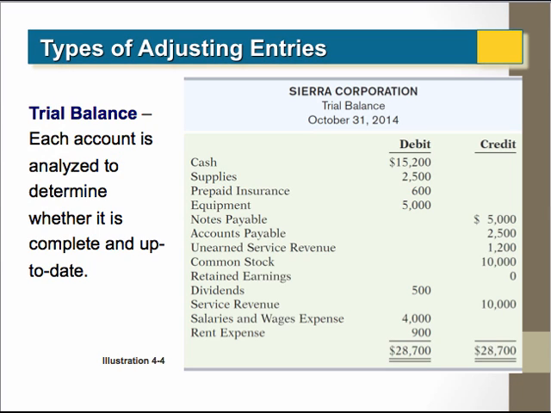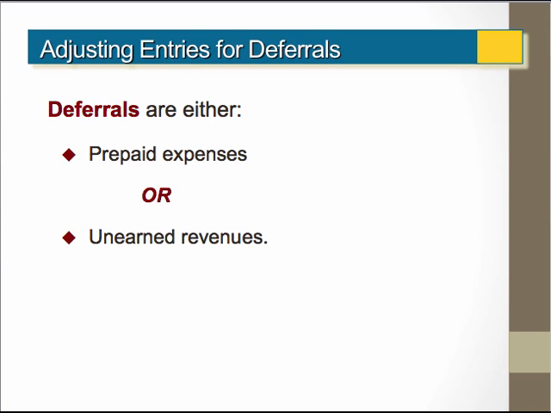So first of all, one of the things that we have to do when we want to create an adjusting journal entry is first take a look at the trial balance. When we look at the trial balance, we should see that certain accounts have balances in them that need to be adjusted or brought up to date because of the activities of the company during the period. We look at the entry to see if we have to adjust for a deferral of either a prepaid expense or an unearned revenue.